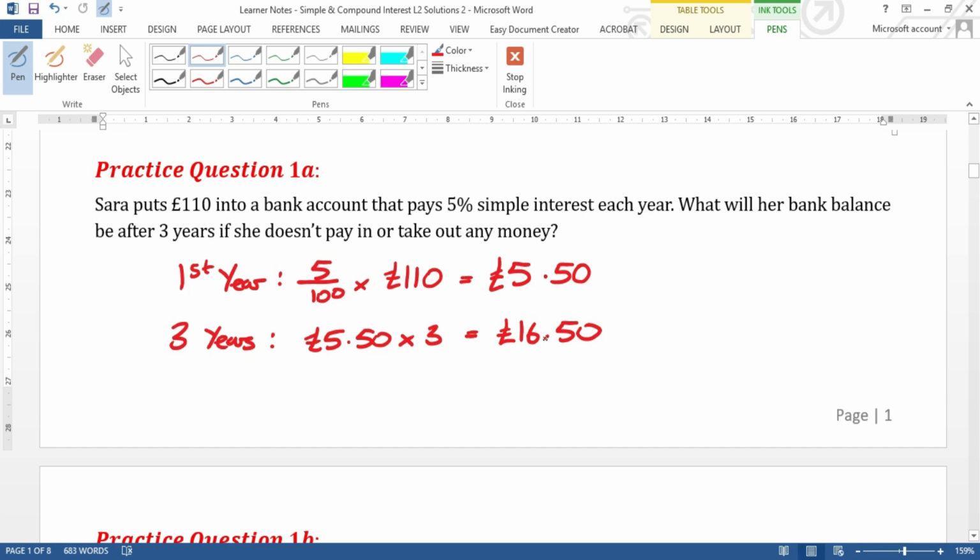So it's altogether the original amount, £110, plus the interest which we just worked out, which was the £16.50. So the total is 110 plus 16.50. Let's add them two together, and you should get £126.50. Yep, for your answer.